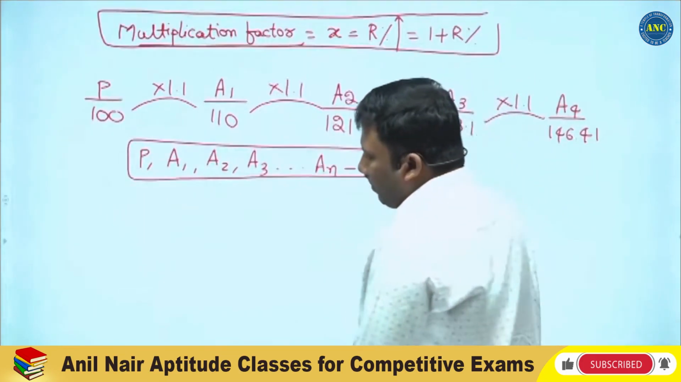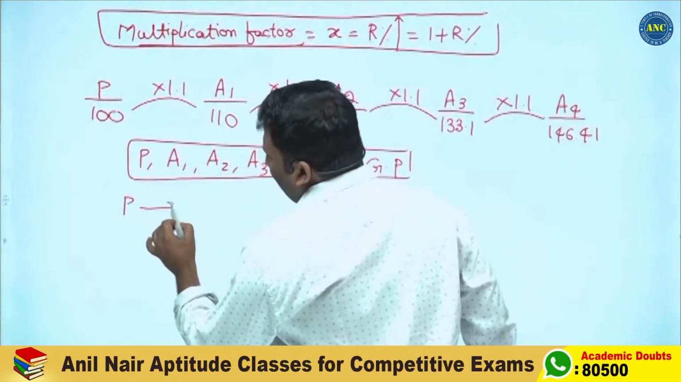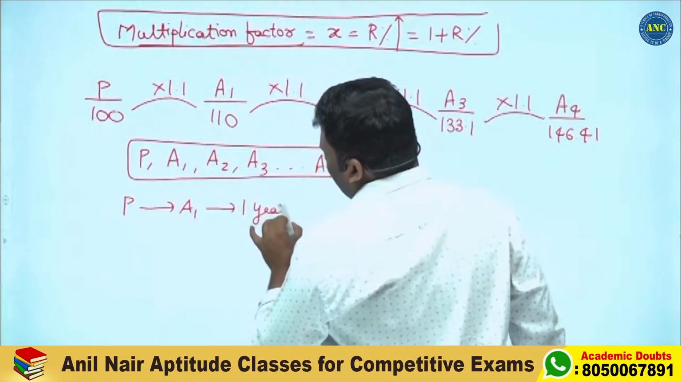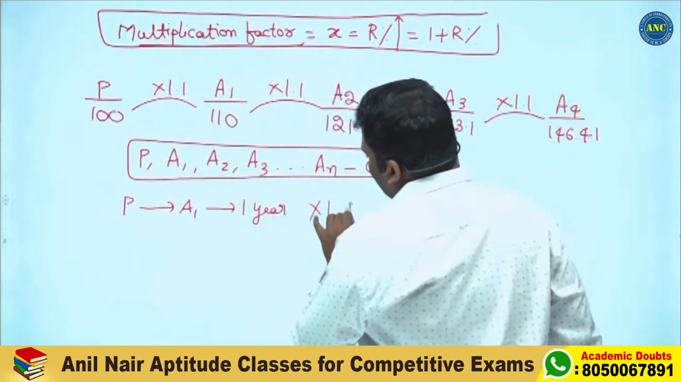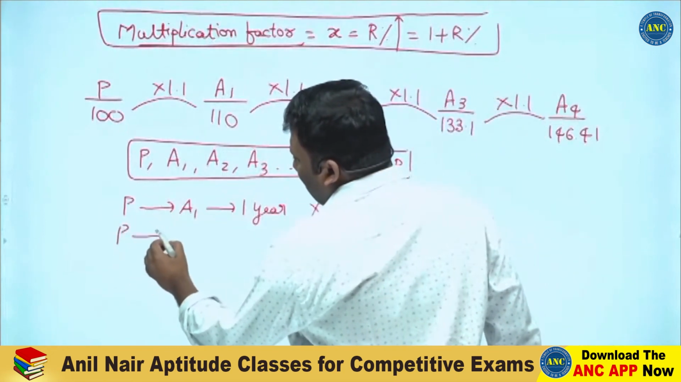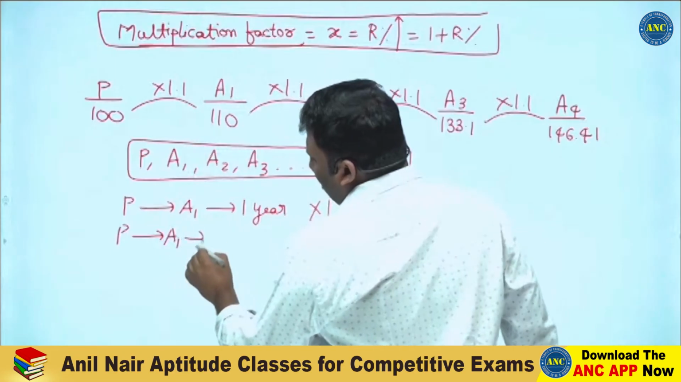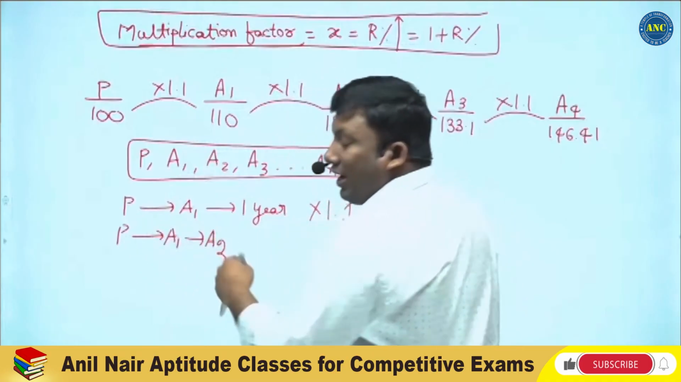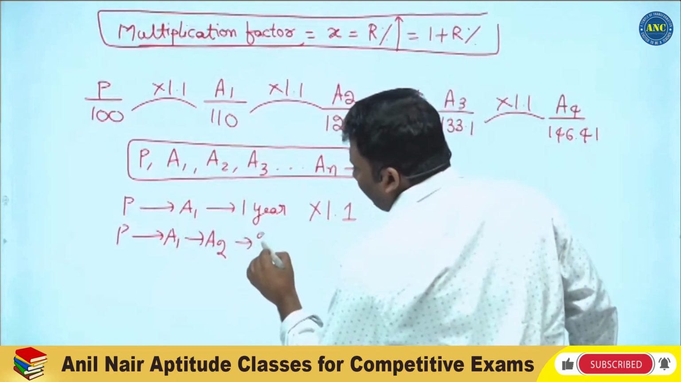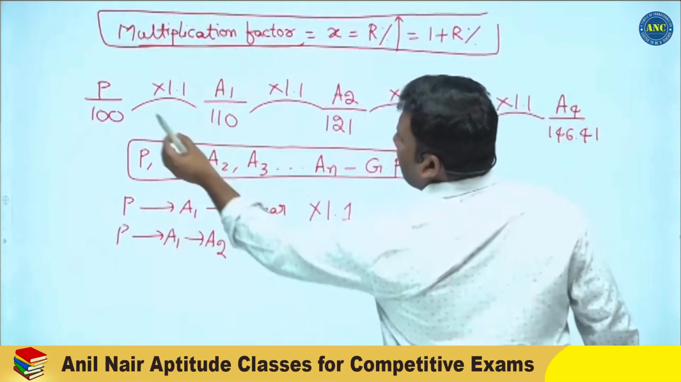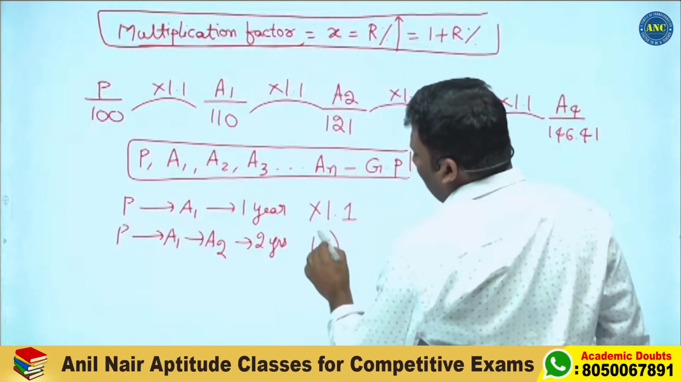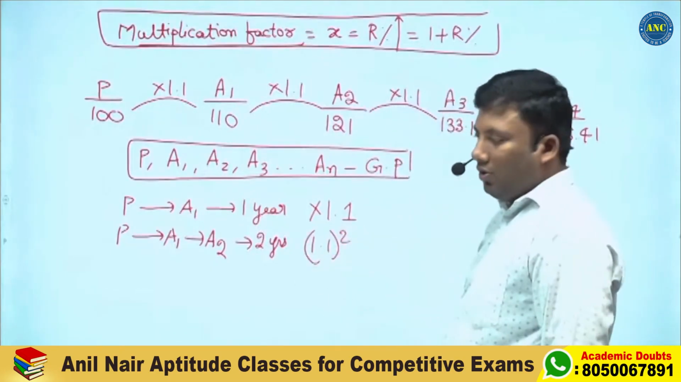Now see here. Suppose I am taking from P to A1, totally it is 1 year. What is the multiplication factor? Into 1.1. Am I right? If I am taking from P to A2, totally how many years is it? P to A1 is 1 year, A1 to A2 is another year. So it is 2 years, and from here to here, 1.1 into 1.1, it is 1.1 whole square.